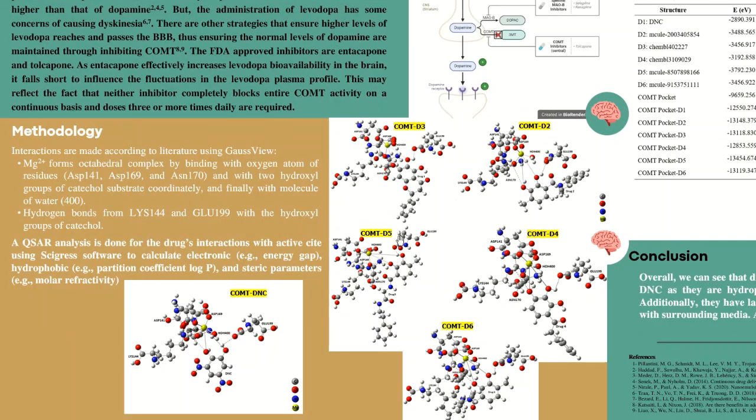The suggested drugs have been chosen according to their pharmacophores. They are all catechols, so they can provide competitive inhibition of the enzyme. Firstly, as you can see here, we draw the interactions between the enzyme pocket and the drugs. Each drug interacts through two hydrogen bonds with two residues, glutamate 199 and lysine 144. Also, there are two coordination bonds with the magnesium ion.